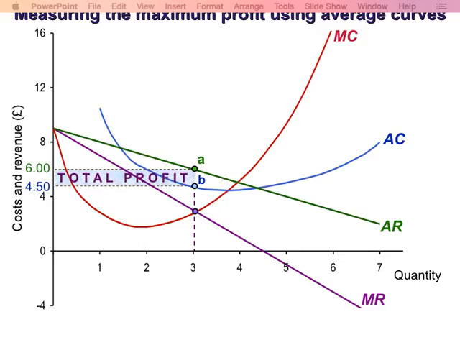Remember, the objective was to find the maximum distance between the two, average revenue and average cost. We can find it at this output level, where marginal revenue is equal to marginal cost, and the distance between these two points is the highest. And obviously then, 3 times the distance, 6 minus 4.50, gives us the maximum profit. So we should keep in mind that that's the rule, that marginal revenue equals marginal cost.